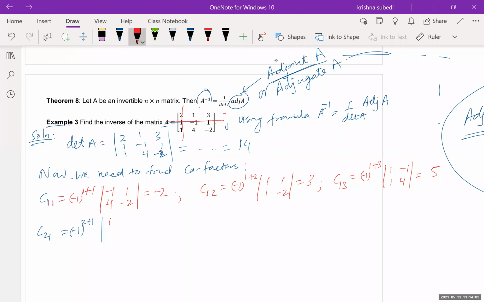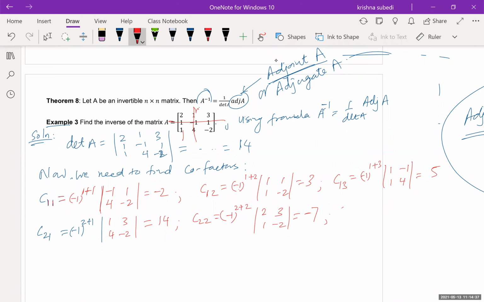So the remaining is 1, 3, 4, and negative 2. And if you work it out, you're going to get, I believe, negative 14, no, positive 14. And then in the same manner, C22, which is negative 1 power 2 plus 2. And so you ignore second row, second column, so that you will have 2, 3, 1, negative 2. And if you work it out, it will be negative 7, I believe. If my calculation is wrong, then just let me know.